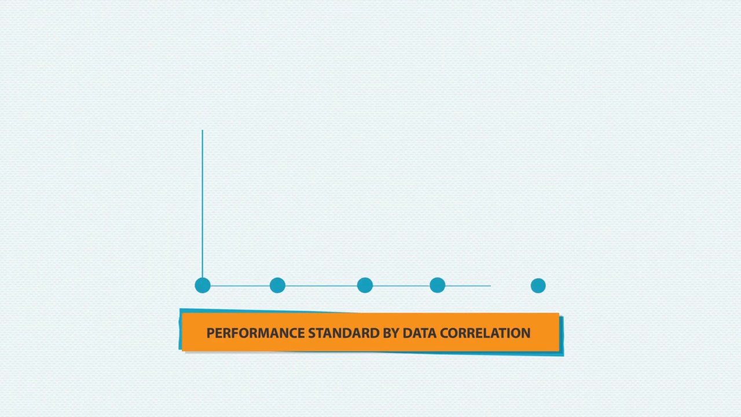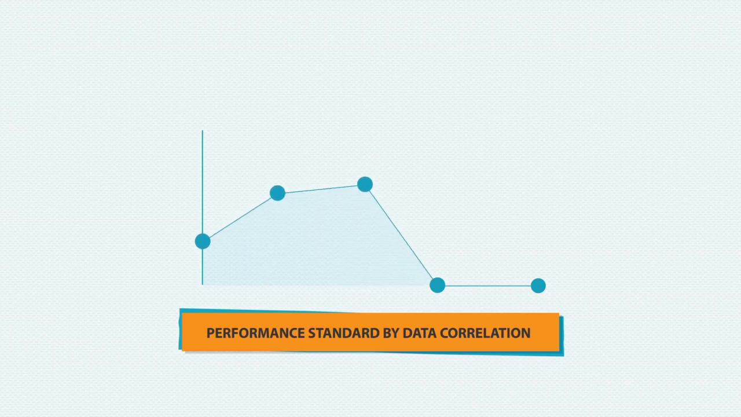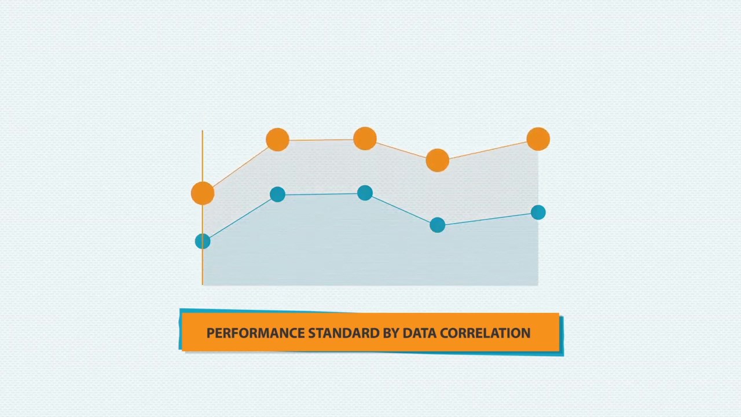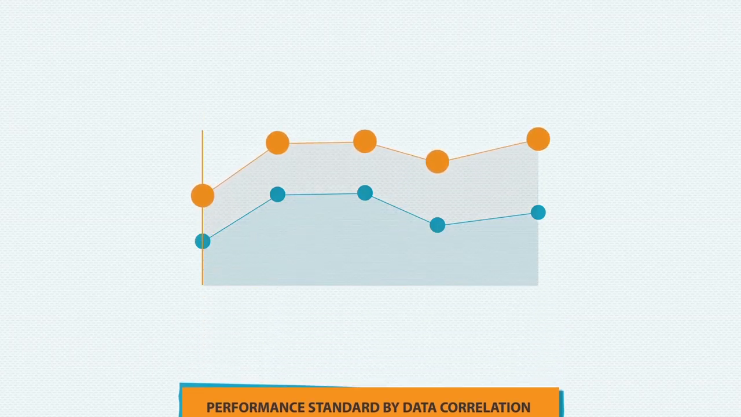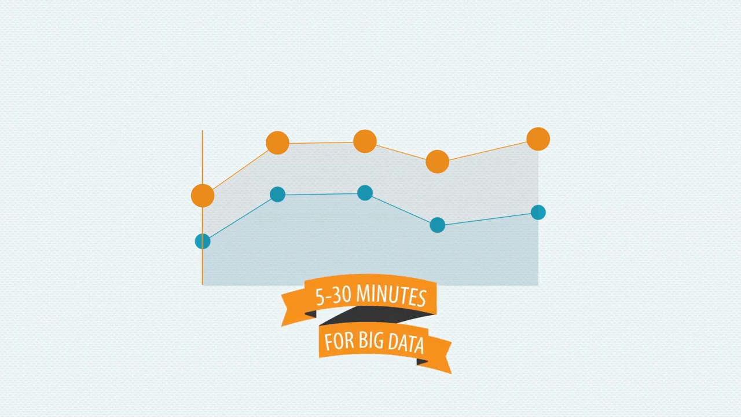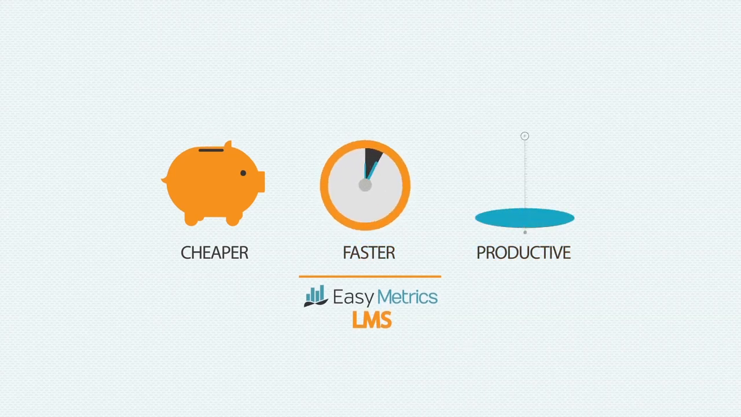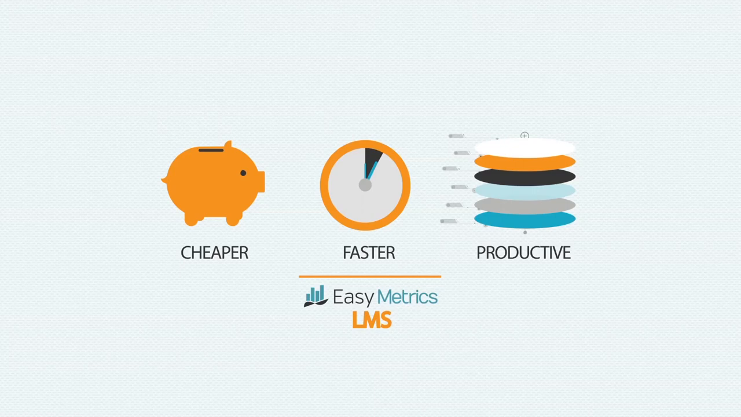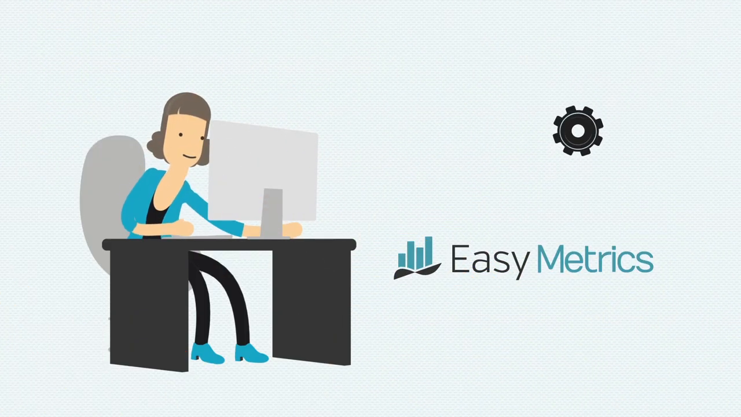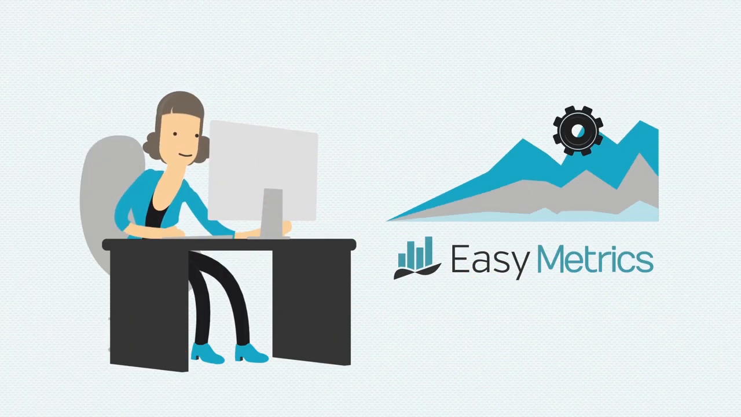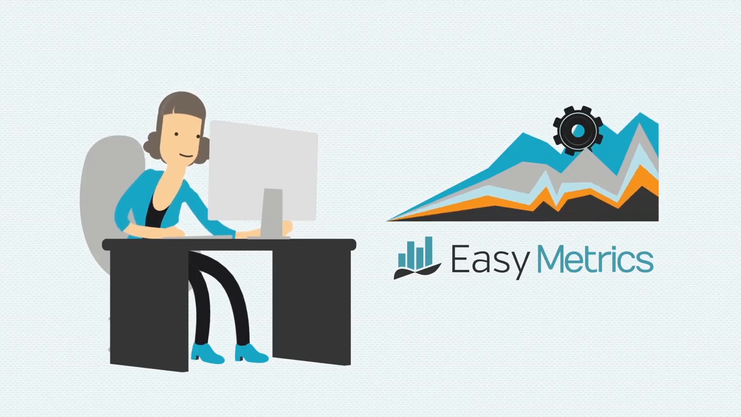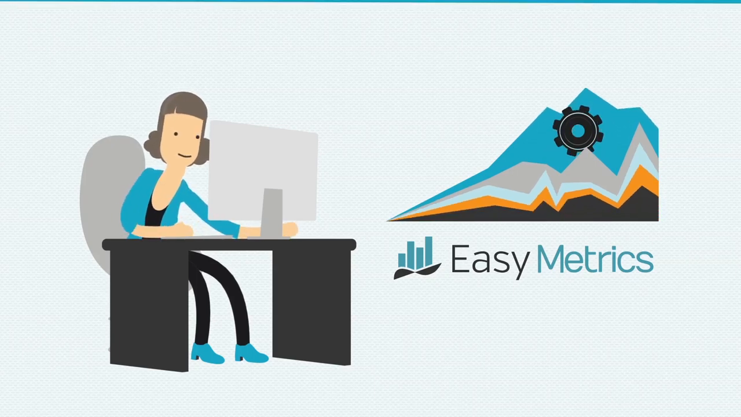Two, another way involves having the data correlation define the performance standard by identifying the current level of productivity for all processes and then setting standards based on a stretch goal above the current level. It takes about 5 to 30 minutes for big data to define a performance standard. This approach is cheaper, faster, and incorporates hundreds of times more data than an engineer can capture through observation. Most EasyMetrics customers either use this approach to develop the standards, or they use these tools to refine and update the standards developed by engineers.